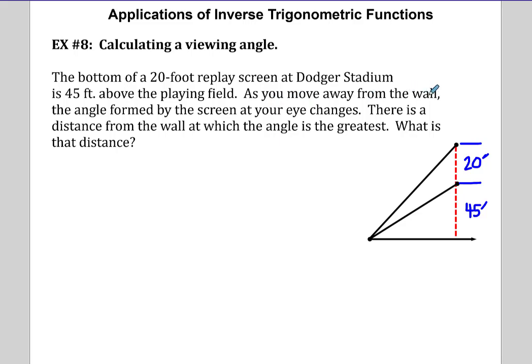As you move away from the wall, the angle formed by the screen at your eye is going to change. There is a distance from the wall at which the angle is the greatest. So we're going to say this is this distance. Assuming that this is a right angle, this is the angle that's going to be that subtended angle. We're going to call that theta. Let theta be the subtended angle.